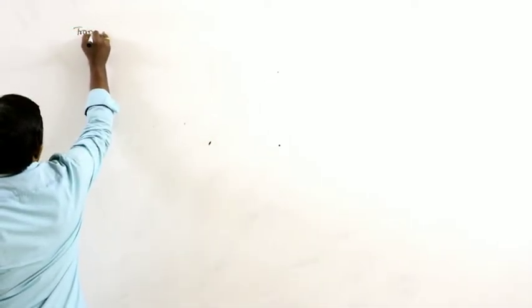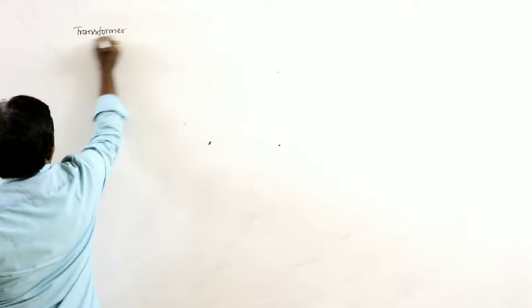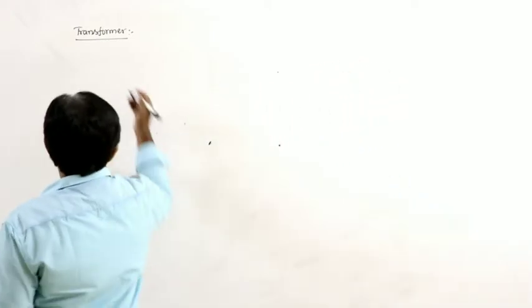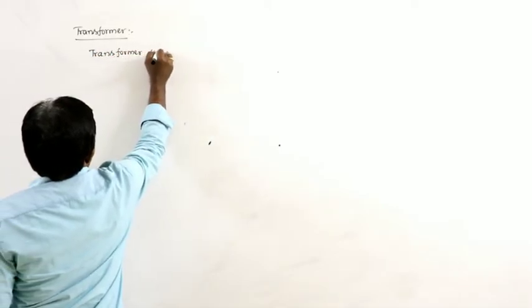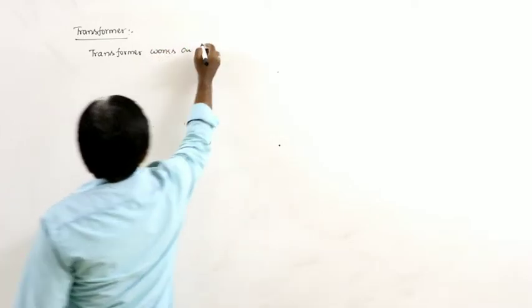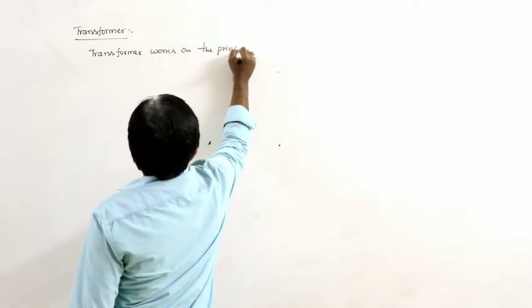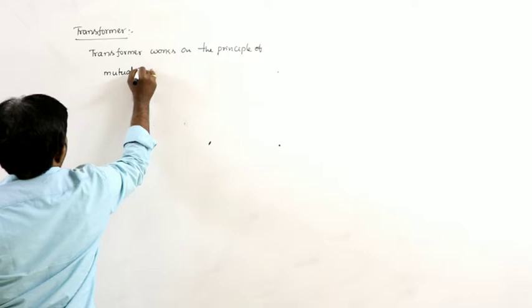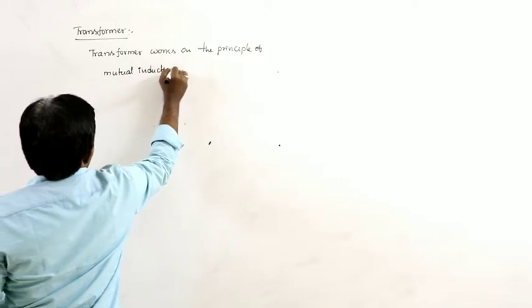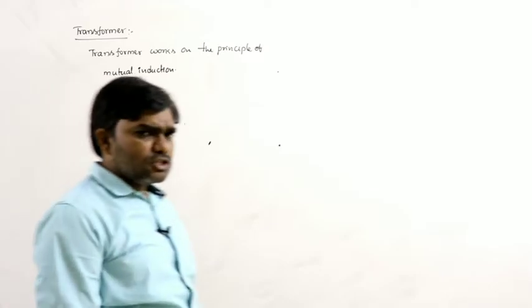So next, the last topic in alternating current, we can discuss about the transformer. What is a transformer? A transformer works on the principle of mutual induction. So the first point is, transformer works on the principle of mutual induction. So what is mutual induction?